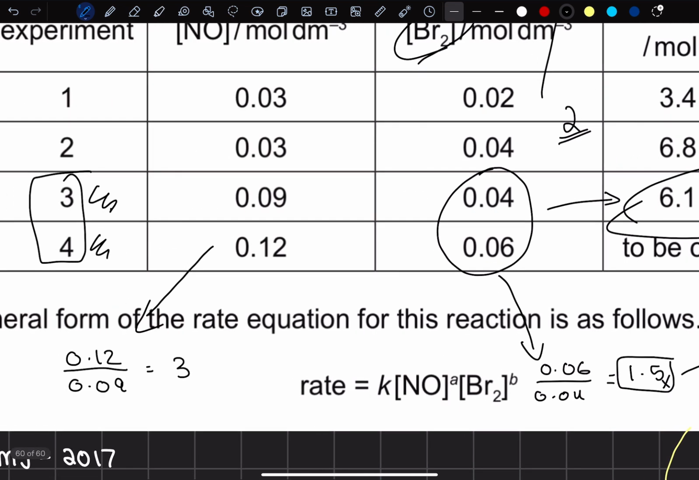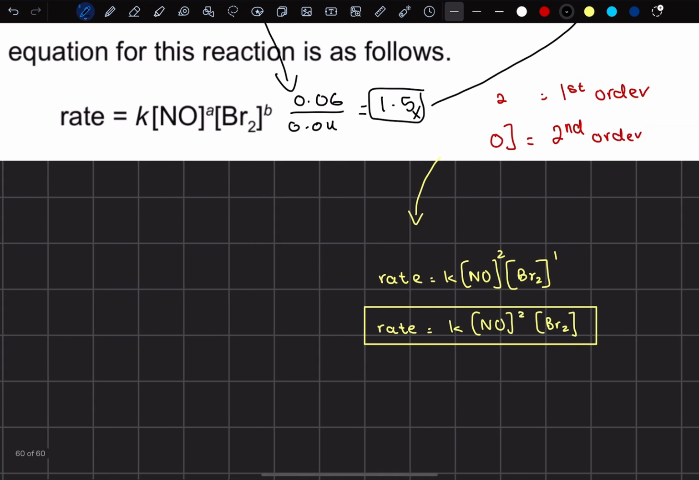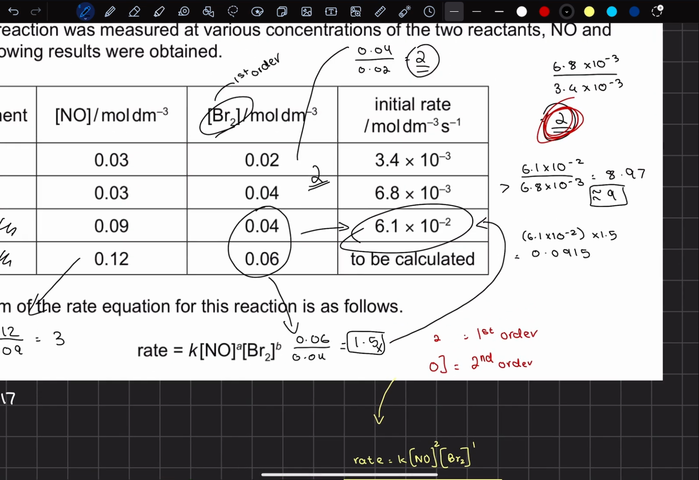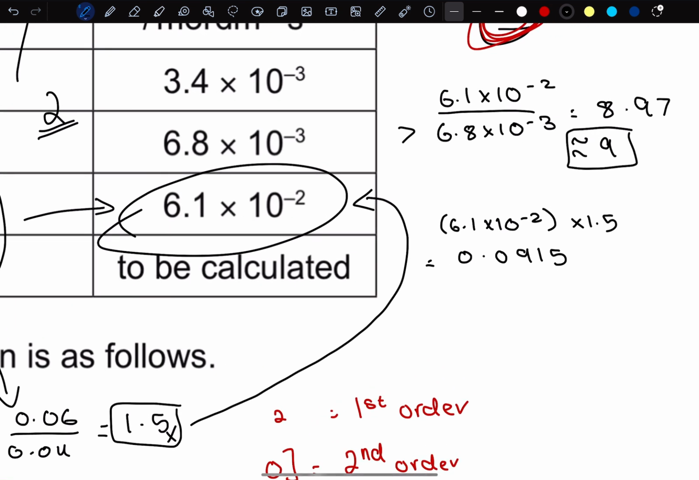Alright. Now we already know that NO was second order because we calculated it over here. But in this case, when we would be solving this question, we wouldn't have known that NO is second order, so we would have normally had a value. I'm just assuming, okay. Let me just put in the correct value, so it's easier for you to understand.